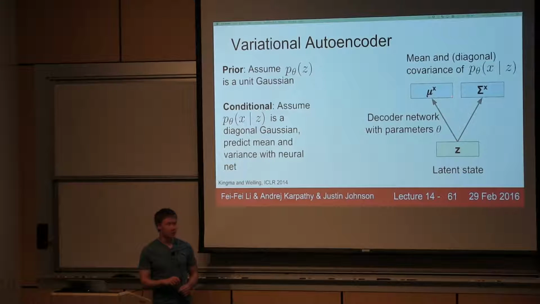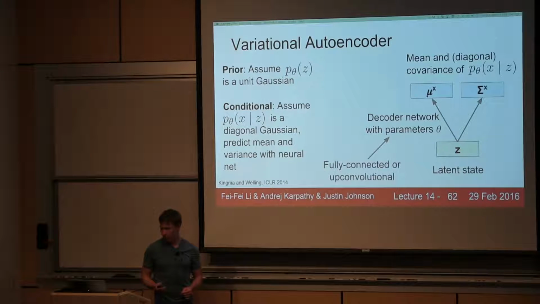So you should think that this looks very much like the top half of a normal autoencoder. We have this latent state, and we have some neural net operating on the latent state. But now, instead of just directly spitting out the data, it's spitting out the mean and the variance of the data. Other than that, this looks very much like the decoder of the normal autoencoder. So this decoder network, thinking back to the normal autoencoder, might be a simple fully connected thing, or it might be this very big, powerful deconvolutional network. And both of those are pretty common.